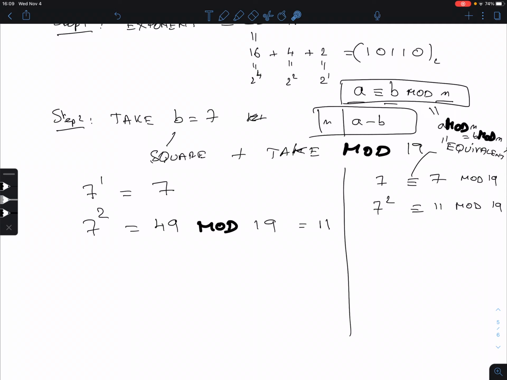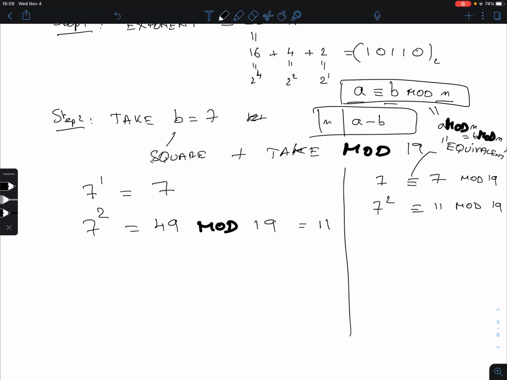Instead of writing this mod n twice, we write it once in the back, and instead of equal, we write equivalent. And it also means, because these two numbers have the same remainder, the remainders cancel when you subtract, and therefore the difference is a multiple of n. I should have explained this a bit better in the previous session, but it is explained in the textbook. I hope you saw that.